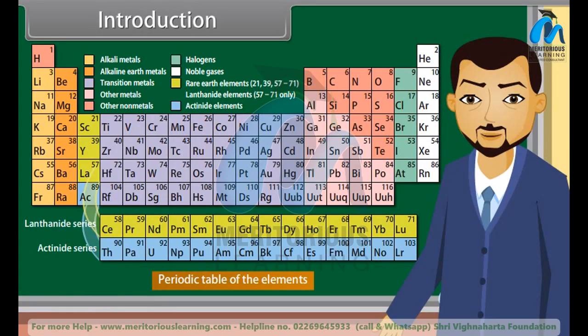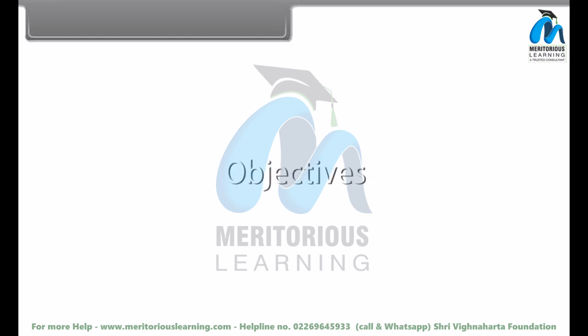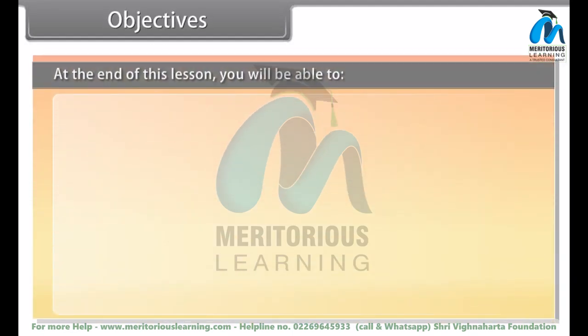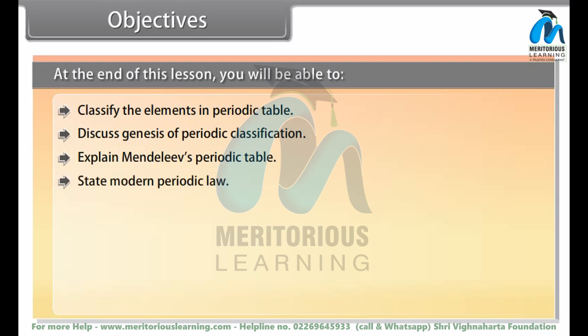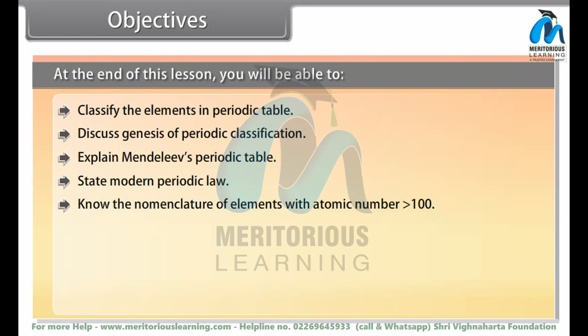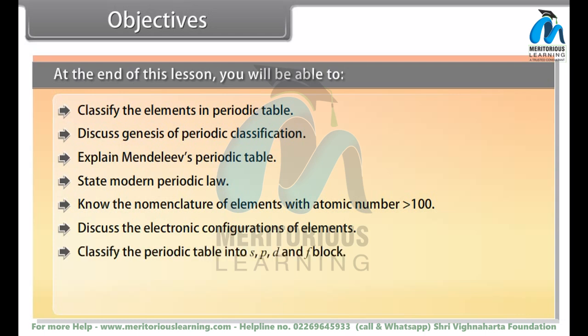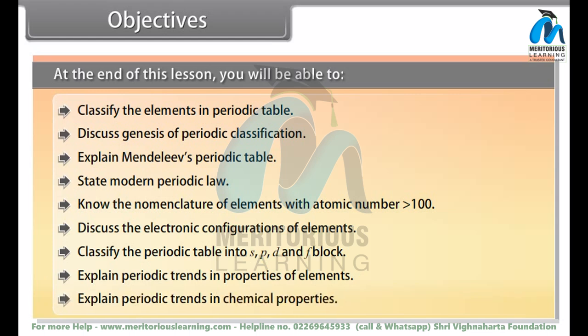So, let's proceed. In this lesson, you will study the elements that are known and classify them. Objectives. At the end of this lesson, you will be able to classify the elements in the periodic table, discuss the genesis of periodic classification, explain Mendeleev's periodic table, state the modern periodic law, know the nomenclature of elements with atomic number greater than 100, discuss the electronic configurations of elements, classify the periodic table into s, p, d and f blocks, explain periodic trends in properties of elements, and explain periodic trends in chemical properties.